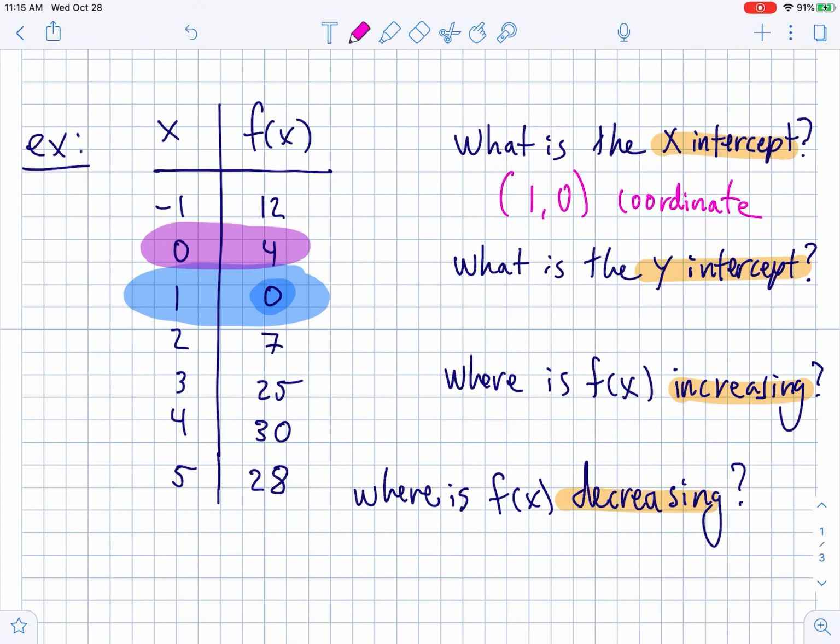It's always opposite. So here, this is where there's an X value of 0. So the Y-intercept is 0, 4. Once again, this is a coordinate.